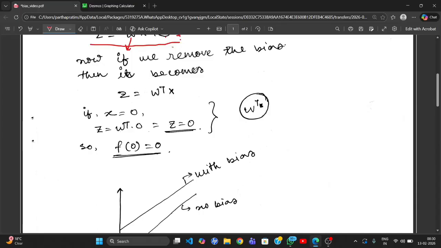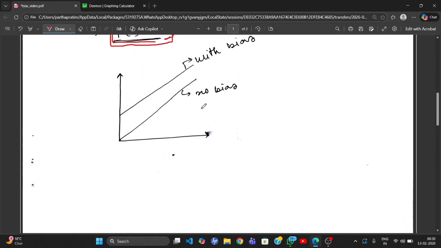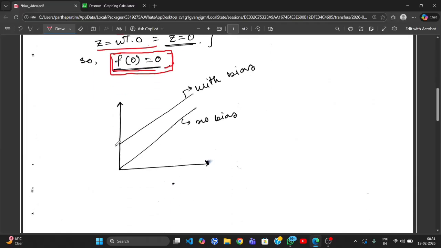Now if you remove the bias, let's see what a neuron computes. It's just computing W transpose X. Now if X is 0, if the input is 0, no matter what the weight is, the output will still be 0. Mathematically speaking, f of 0 will be 0. So what does this represent? If an equation is satisfied by 0, then it means it's passing through the origin. Here, if you add the bias, the shift happens.